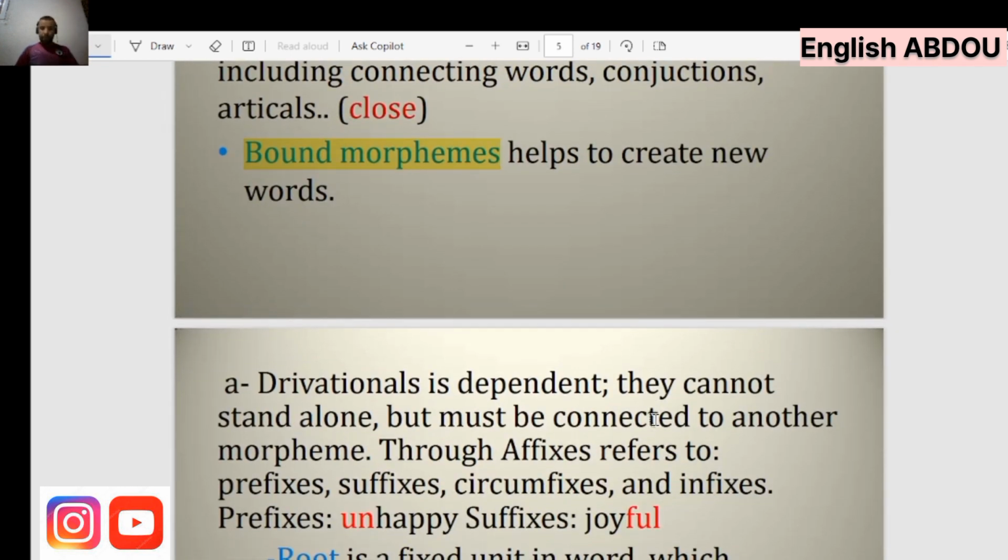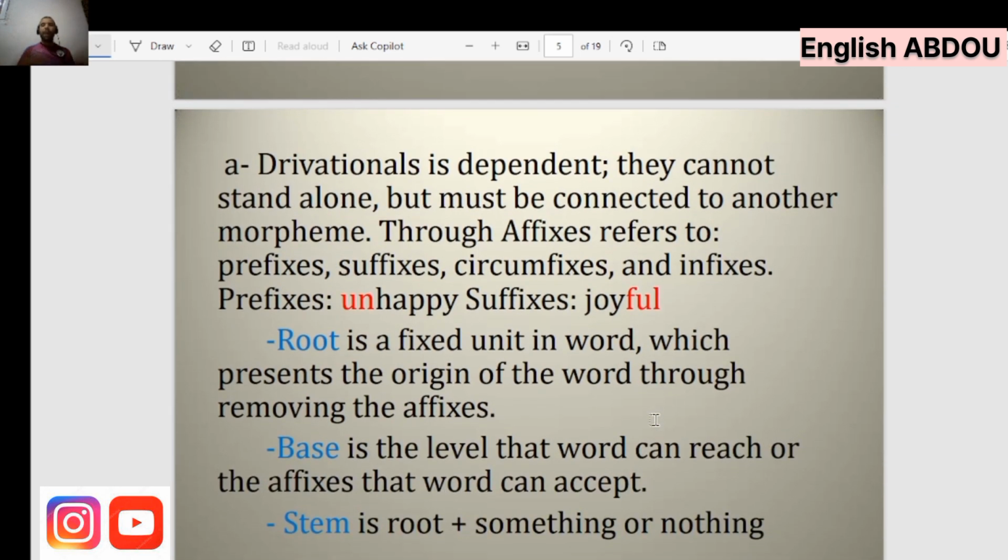While bound morphemes help to create new words, and they are dependent. They cannot stand alone to convey meaning. They must be connected to another morpheme. And these morphemes can be affixes, circumfixes, or infixes. Prefixes like un, re, dis, etc., while suffixes are full.